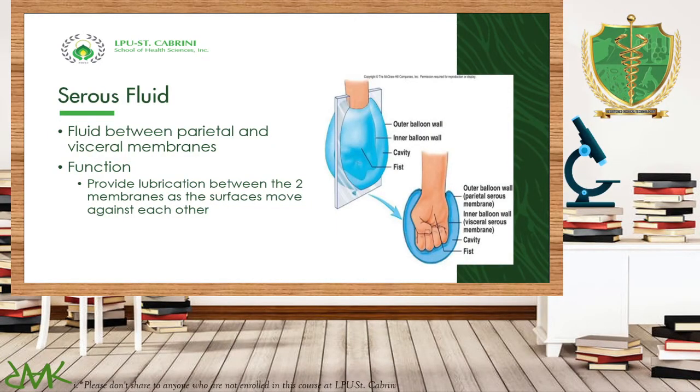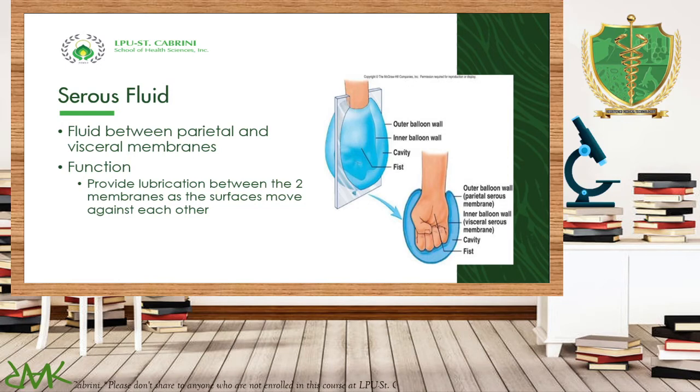When we say serous fluids, that's actually a general term for pericardial, peritoneal, and pleural fluid. These are the fluids that can be found between the parietal and the visceral membranes. Parietal means a layer of membrane that lines the wall of the body cavity. It comes from the word pariet, which means a cavity wall. Visceral is the inner layer that covers the viscera, or the organ, and that is your visceral membrane.